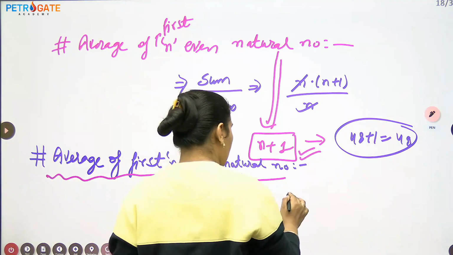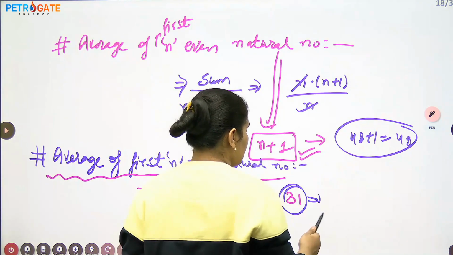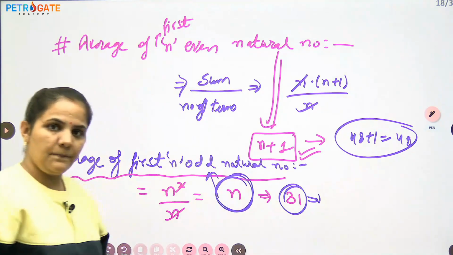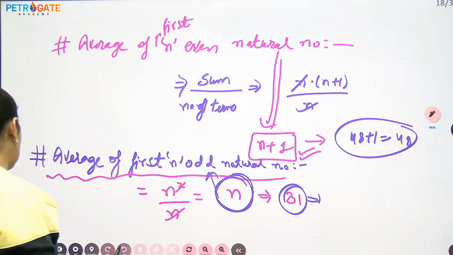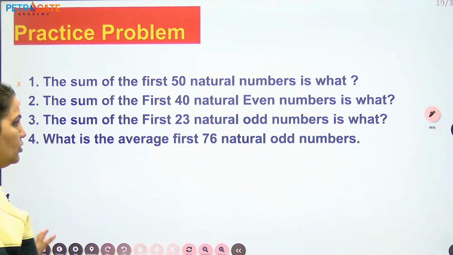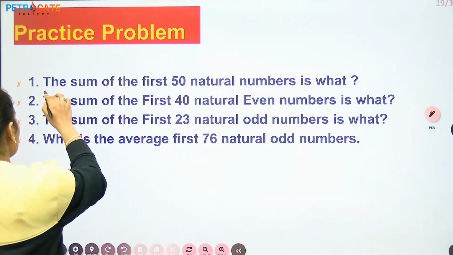If we have to find out the sum of first 31 odd natural numbers, you will say it is n, that is equal to 31 only. Clear? So it should be clear in your mind, my dear students. It's a very simple thing, but you should be aware of these formulas. Let's talk about 4 examples.